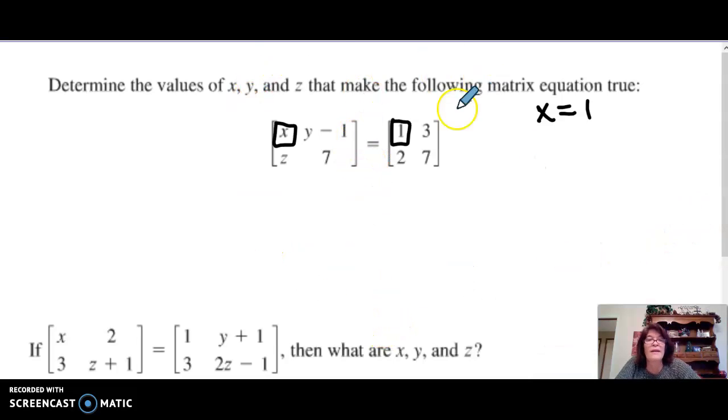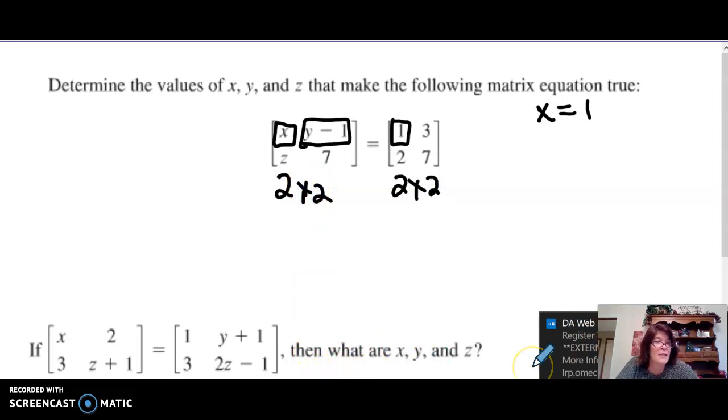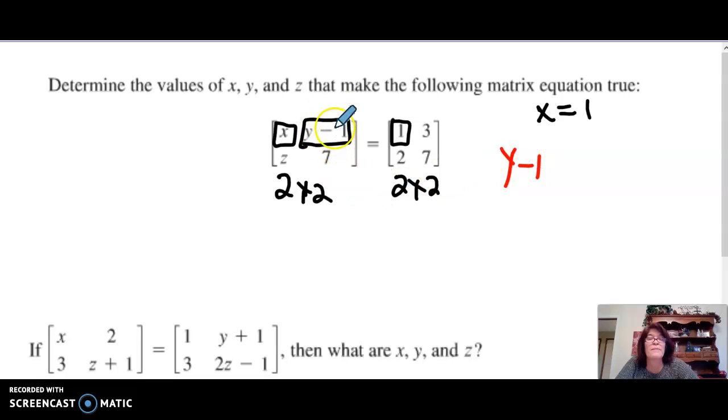Then we have the next element, y minus 1. I should have checked the dimensions first, huh? But they are both 2 by 2s. It's kind of easy to see. They're both 2 by 2s. The first row, second column is y minus 1 in this matrix.